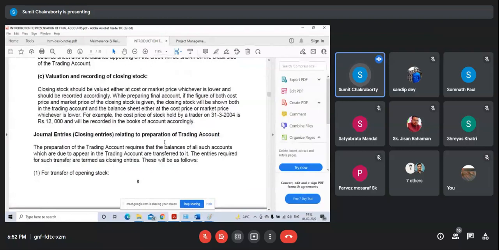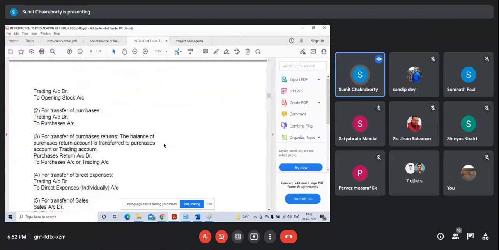Valuation and recording of closing stock. Closing stock should be valued either at cost or the market price, whichever is lower, and should be recorded accordingly. Journal entries leading to preparation of trading account are not required.